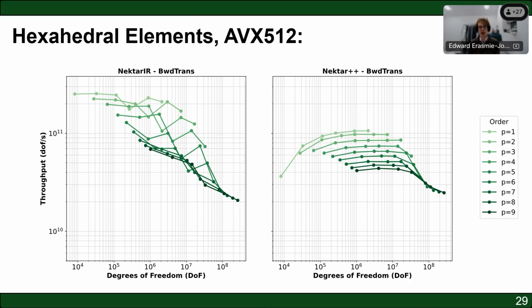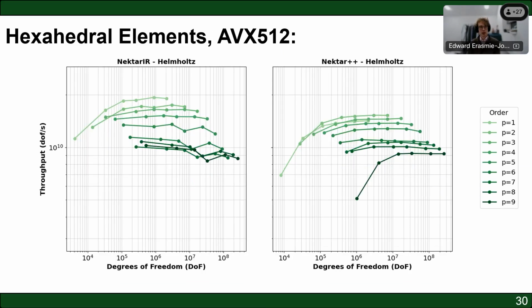If we then move on to perhaps a more interesting operation such as Helmholtz, this is on a hex. We see a similar pattern repeating itself here. There's better performance for NektarIR compared to the Nektar kernels, but this advantage of using NektarIR decreases slightly as the polynomial order increases.